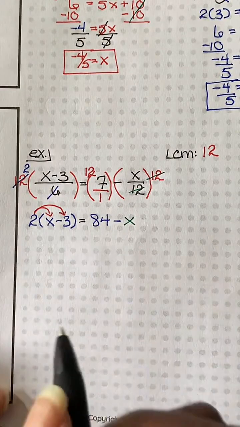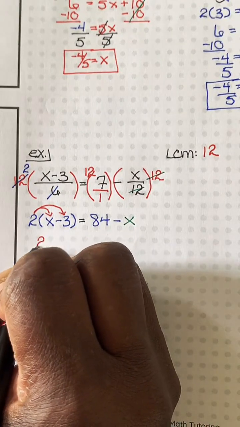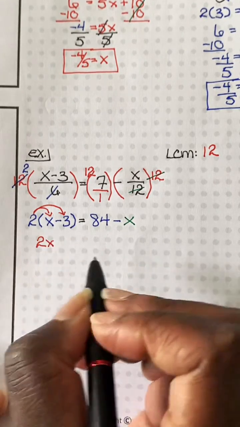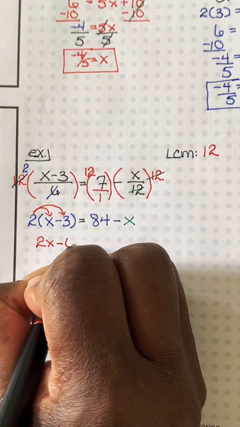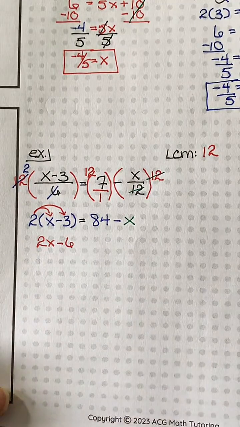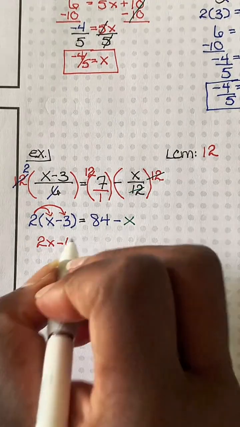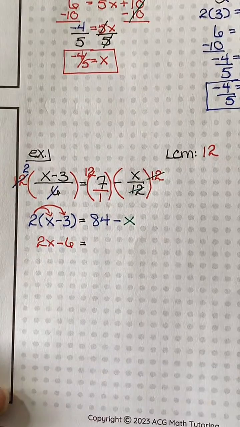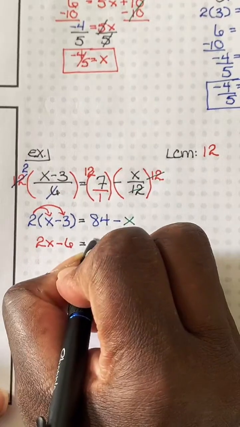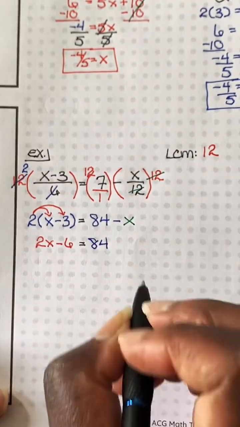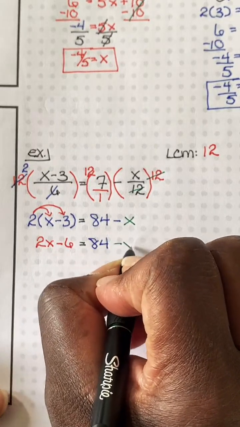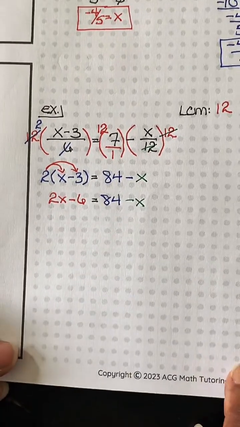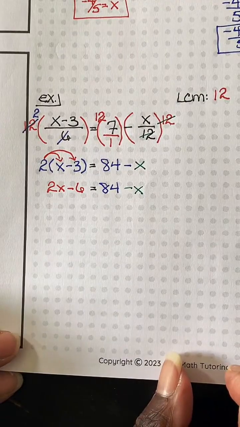So 2 times x, that gives me 2x. 2 times negative 3, that gives me negative 6. And then I bring down my equal sign. I bring down the 84 as well as the minus x. So now this looks a little more manageable.